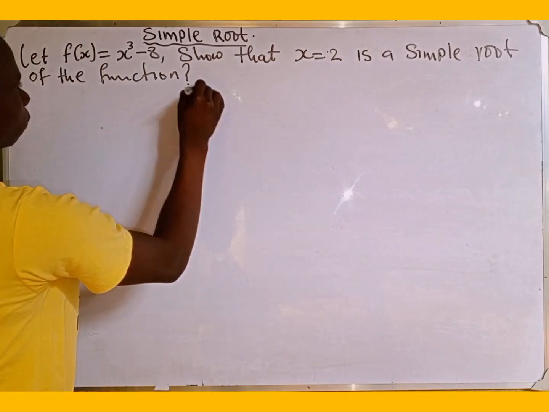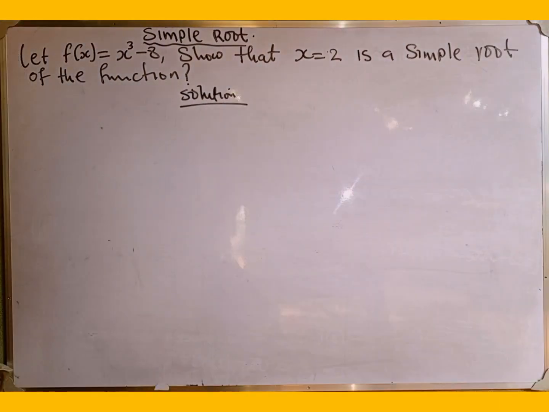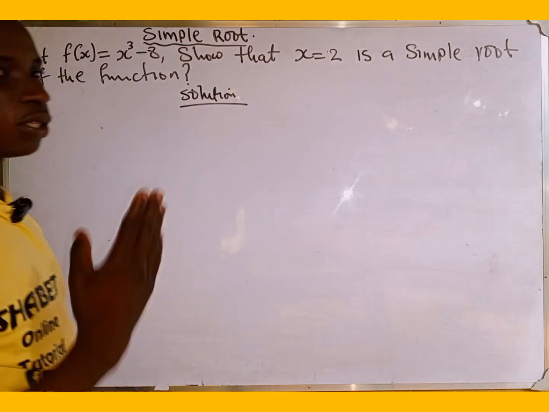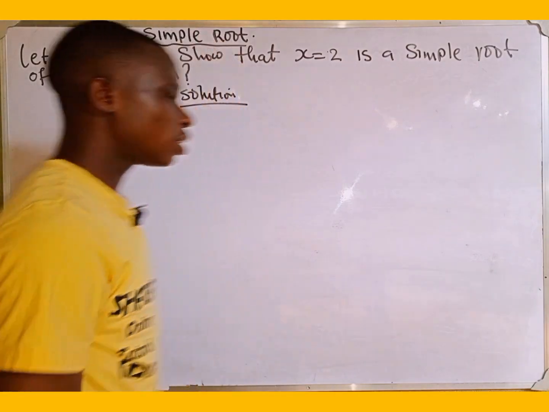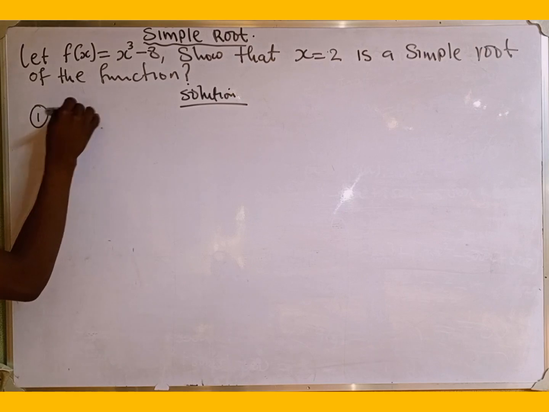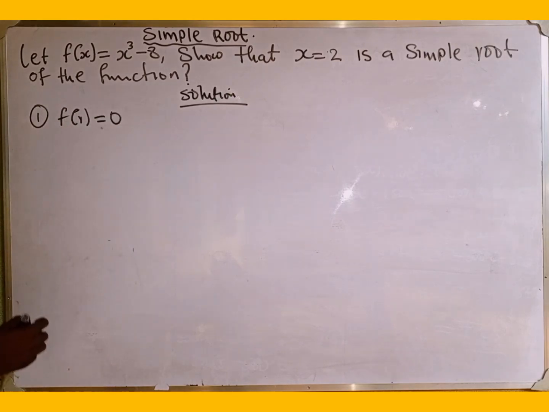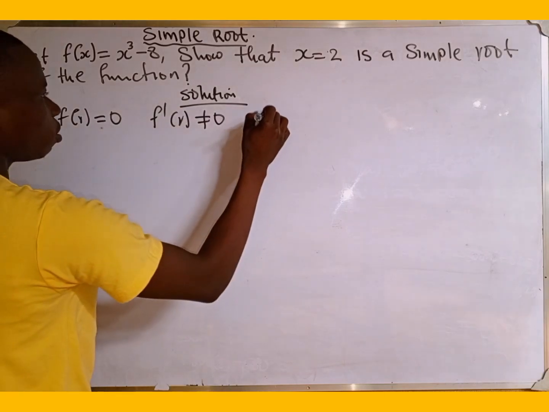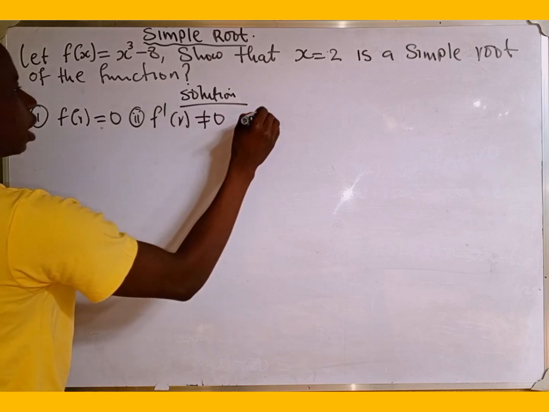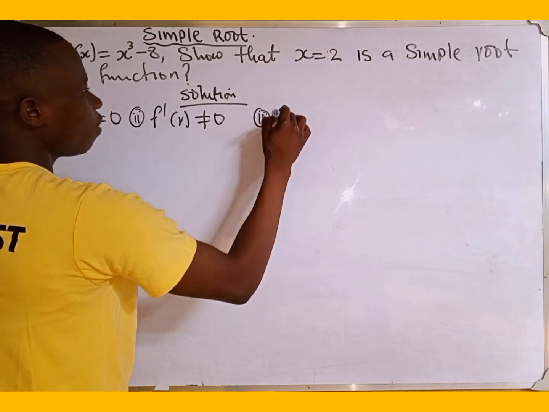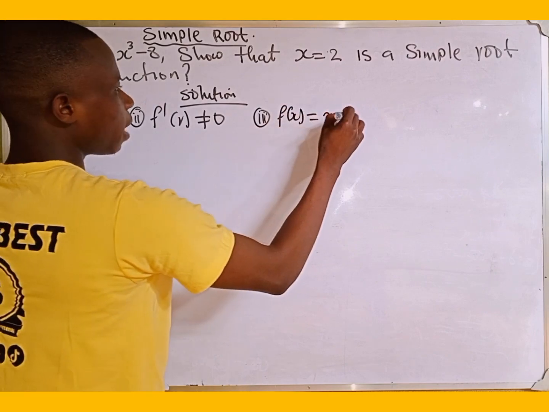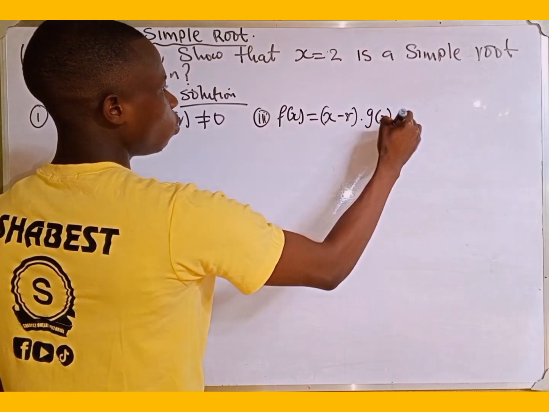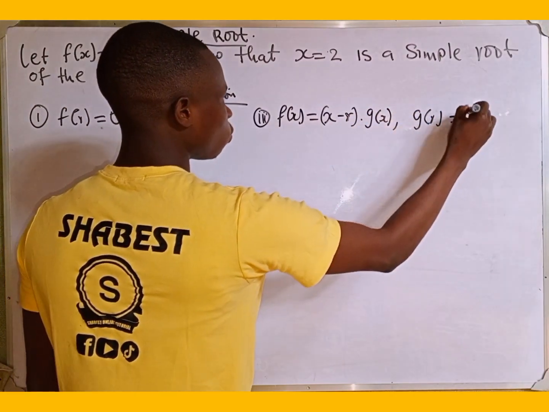Solution. To show that a given value of x is a simple root of the given function, three conditions must be satisfied. Condition number one says that f of r is equal to 0. Condition number two is f prime of r is not equal to 0. And condition number three is f of x is equal to x minus r multiplied by g of x, where g of r is not equal to 0.